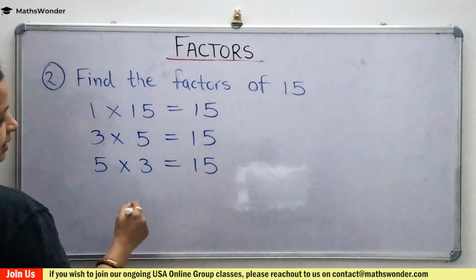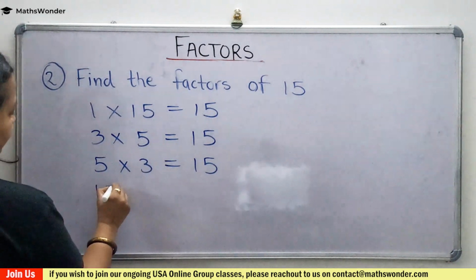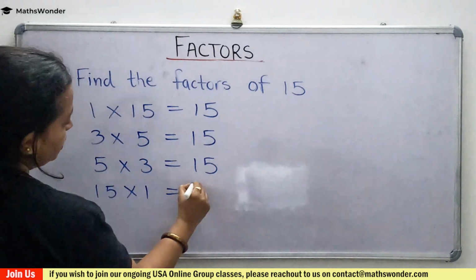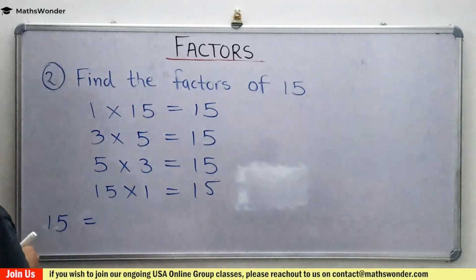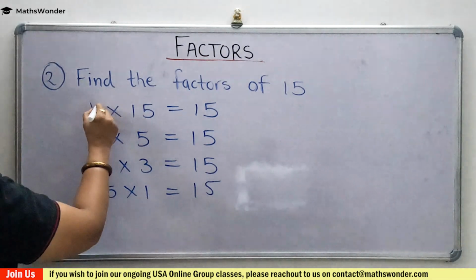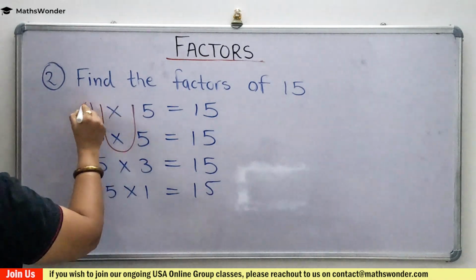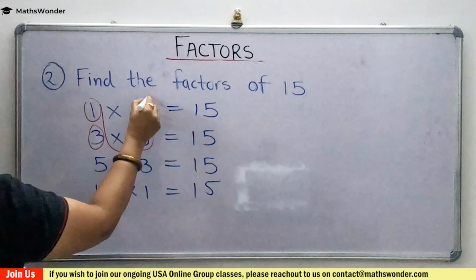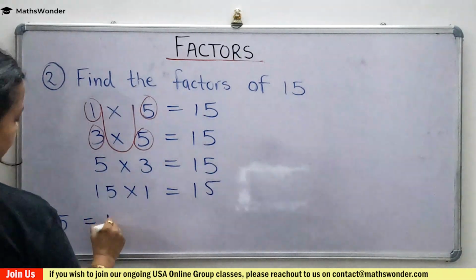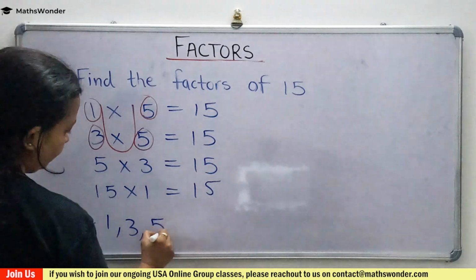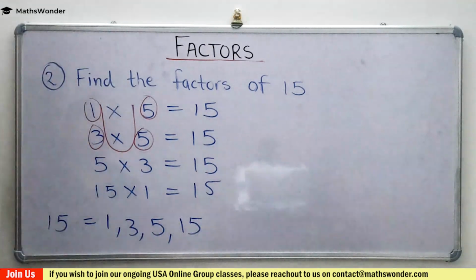Then 15 times 1. So what you will observe here, the factors of 15, you can make it a U. So it's 1, 3, 5, 15. So you can write it here, 1, 3, 5, 15 are the factors of 15.